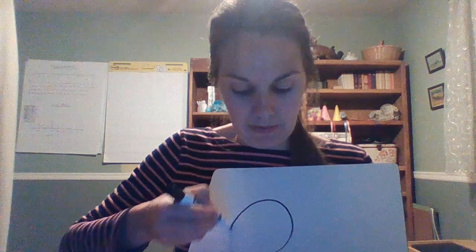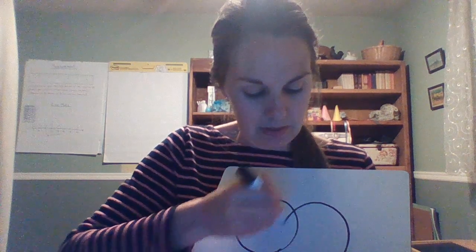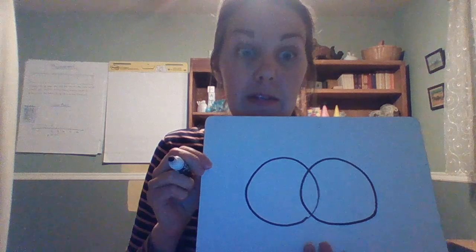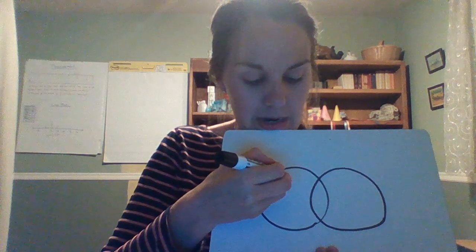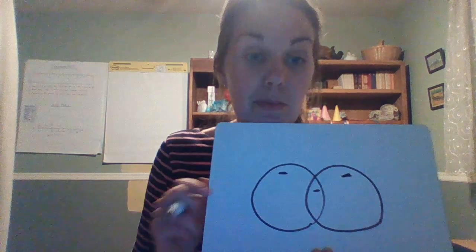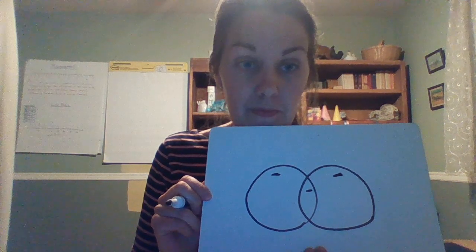A Venn diagram is a useful tool for organizing categories of polygons that share properties. So you guys have seen Venn diagrams that look like this. So you have one category over here, another category over here, and then attributes that they share in the middle.